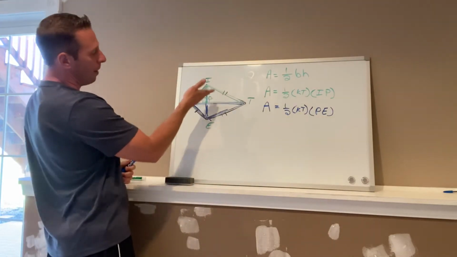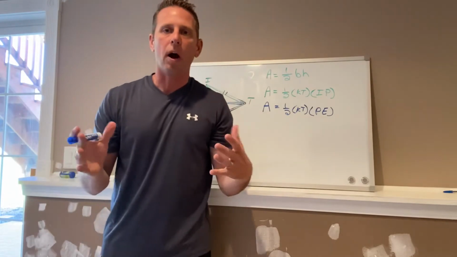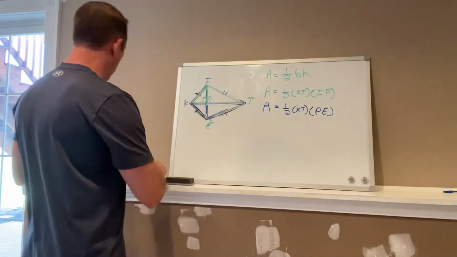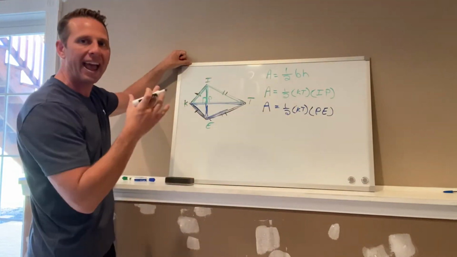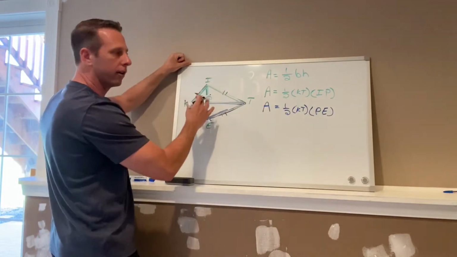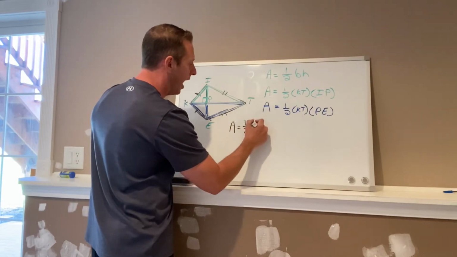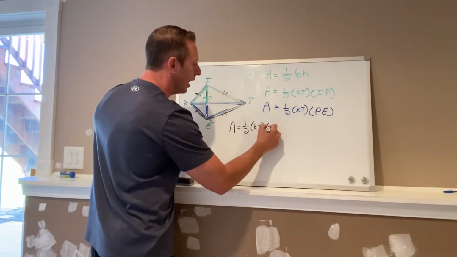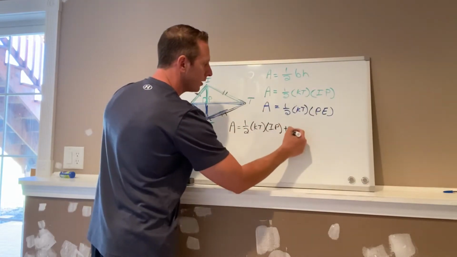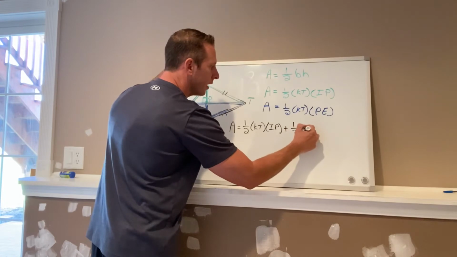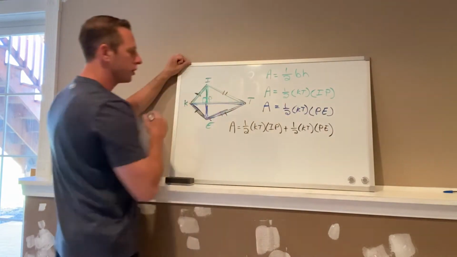So, area of the top one, area of the bottom one. Well, if you want to find the area of the whole thing, you can find the area of the separate parts and add them together. So we take those two areas and add them together. That's the area of our whole kite. Area equals 1/2 KT IP, the area of this triangle, plus 1/2 KT times PE, area of this triangle.